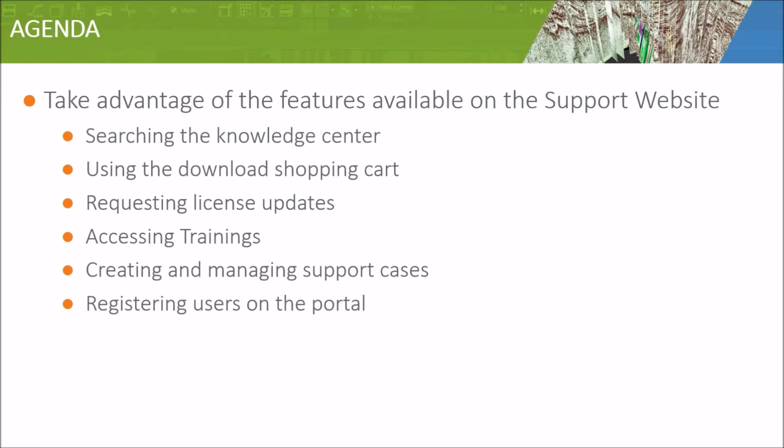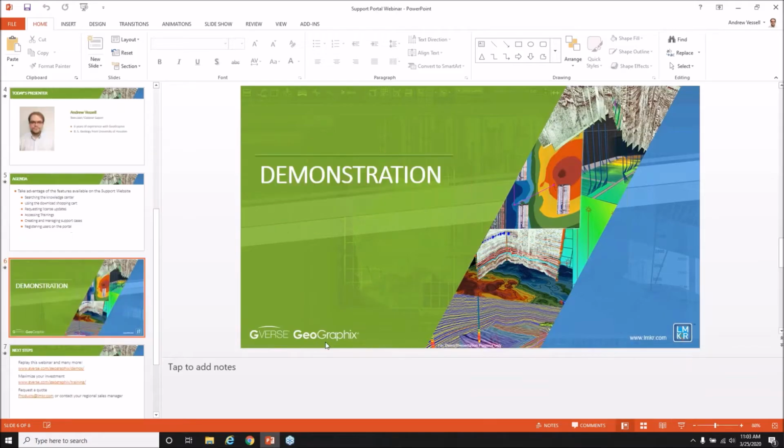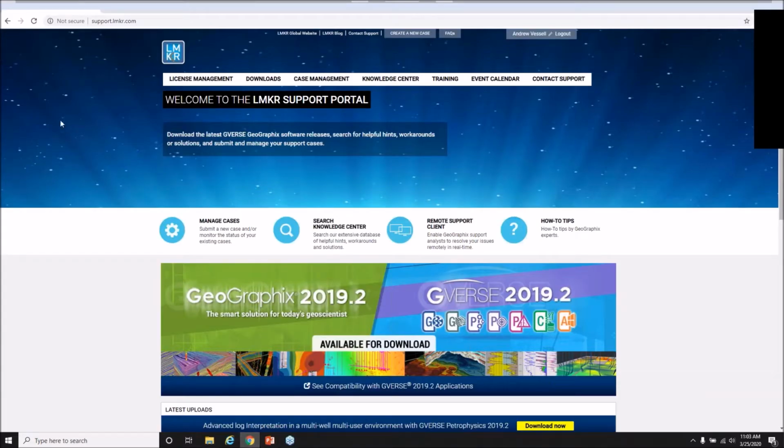These are some of the things we're going to look at. We'll go through the Knowledge Center and the things available in there. We're going to look at the new download page and some of the things we've changed, primarily the ability to bulk download everything together with the use of the shopping cart. Where to request license updates, how to access training information, how to manage your own support cases as they are created through the support portal, check statuses and update them, and also how to register yourself on the support portal if you're not already. So with that, we'll jump into taking a look at the support portal and what is involved there.